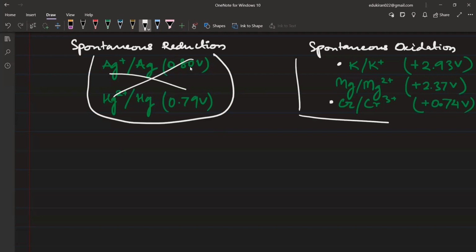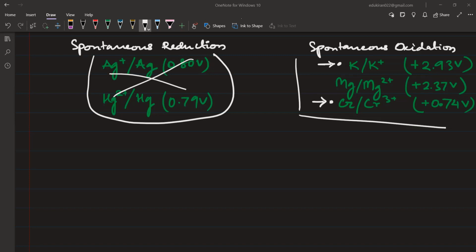I have only these half cells, and I have to work from these half cells. Now I am choosing potassium and I'm choosing chromium. I have to make a cell using potassium and chromium. I have to make a cell using what? Tell me. Potassium and chromium. Very good.